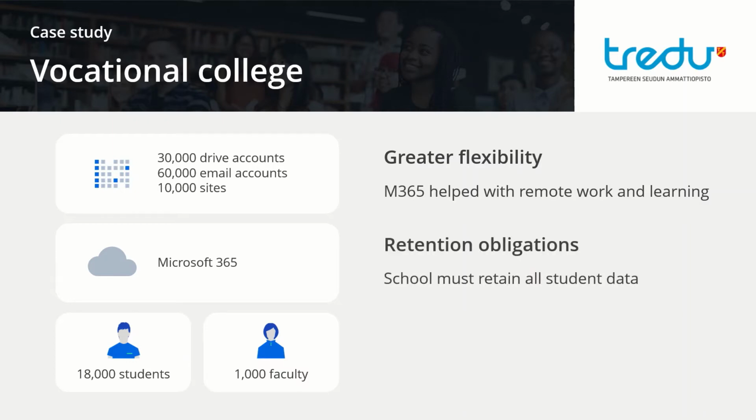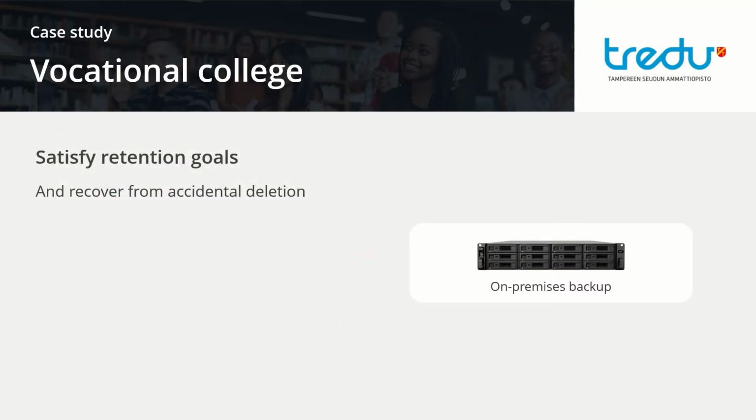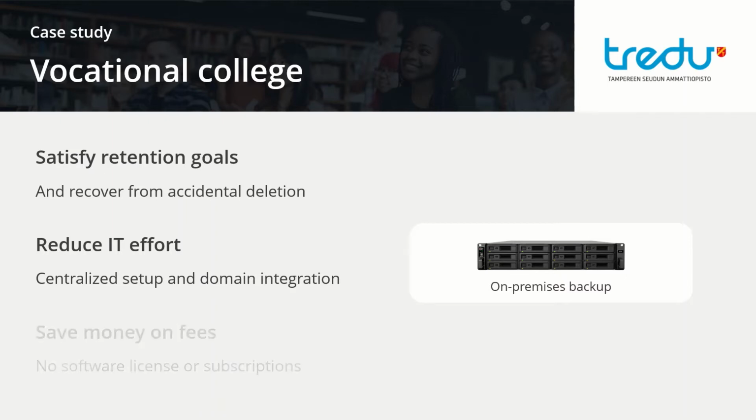They've also looked at the retention obligations, so they have to have that data stored for the correct length of time. And then, of course, because cloud is not a backup, they needed to fill in the gaps in their data retention policy with an on-site system. So they chose an SA3600 from Synology, and now this allows them to satisfy those retention goals and also recover from any accidental deletion. It allows them to reduce their IT effort with a centralised system and domain integration, and also allows them to save money on fees due to Synology Active Backup being completely license free.